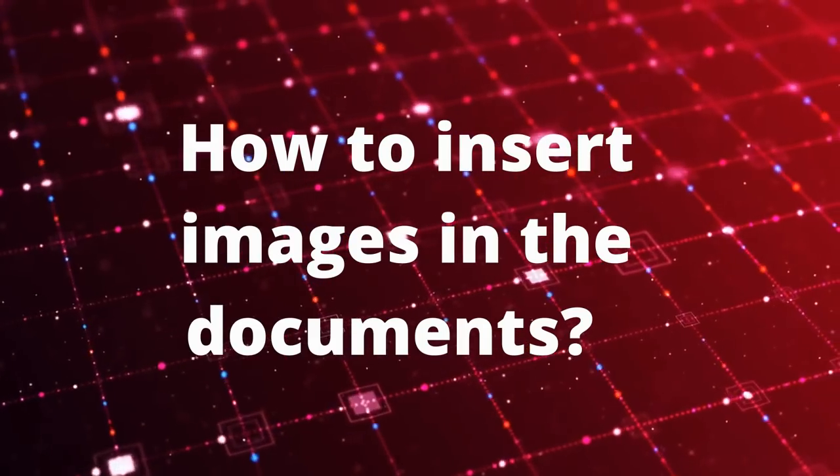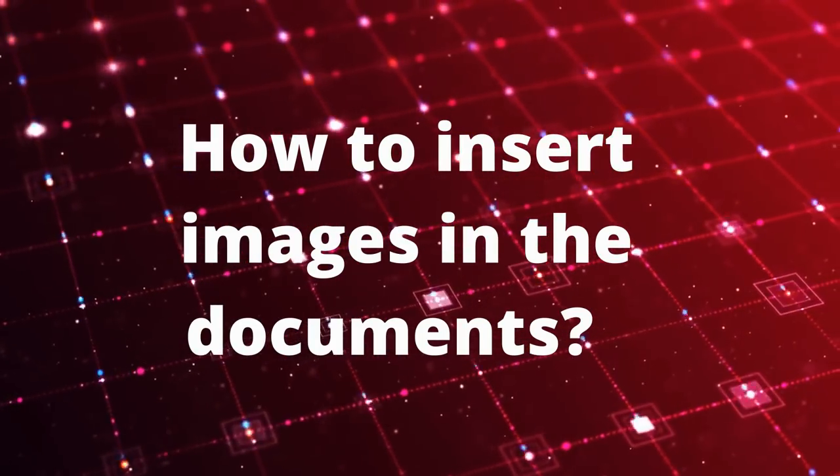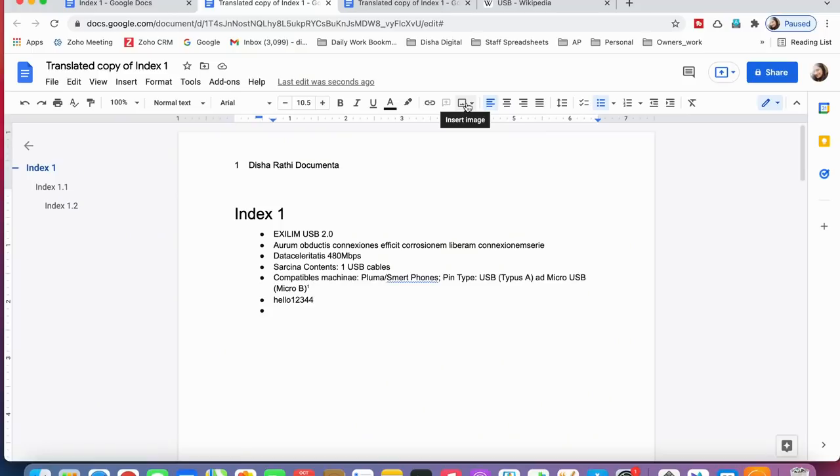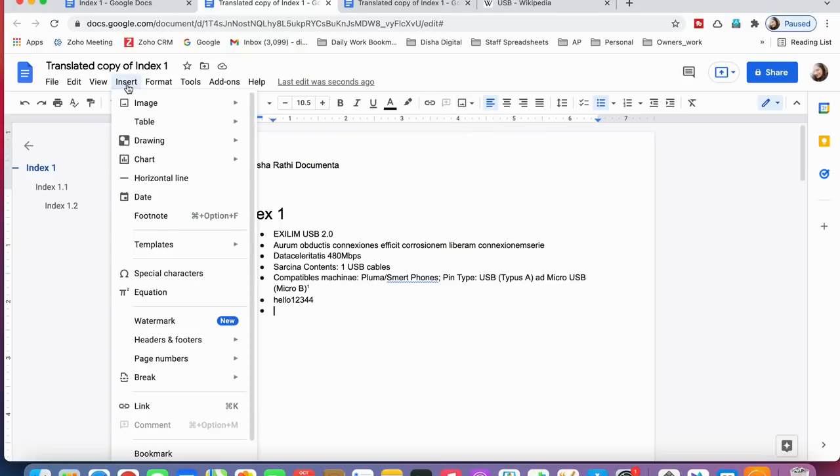How to insert images in the document. To insert images, just simply click on Insert, Image, or you can click on the Image tab as well and click on Image. So you will find many options, like you want to upload from computer or you want to search the web, Drive, Photos, or by URL or camera. All the options are here.